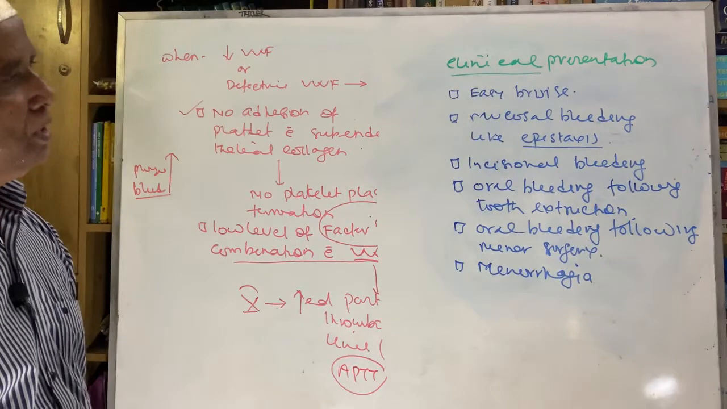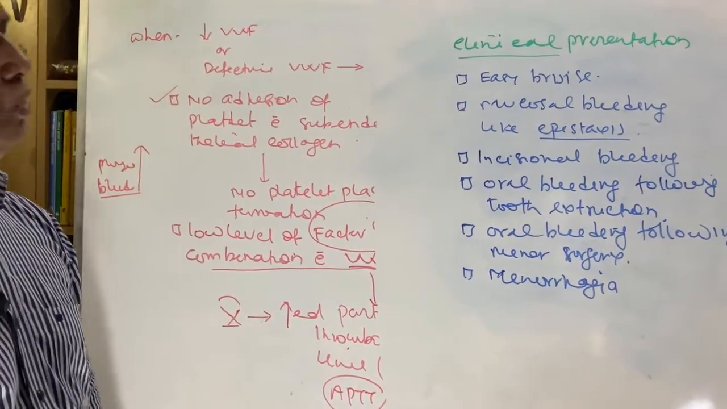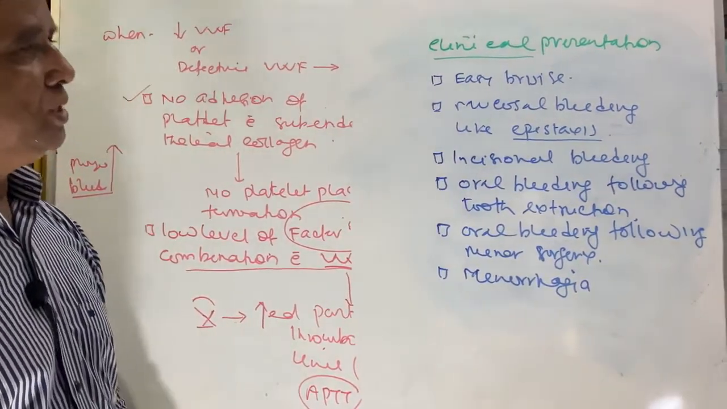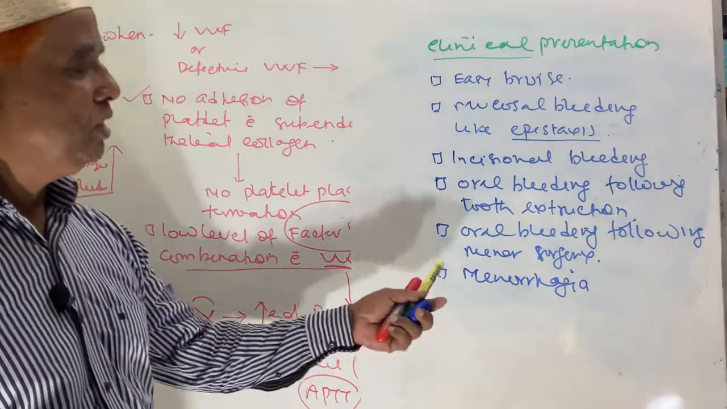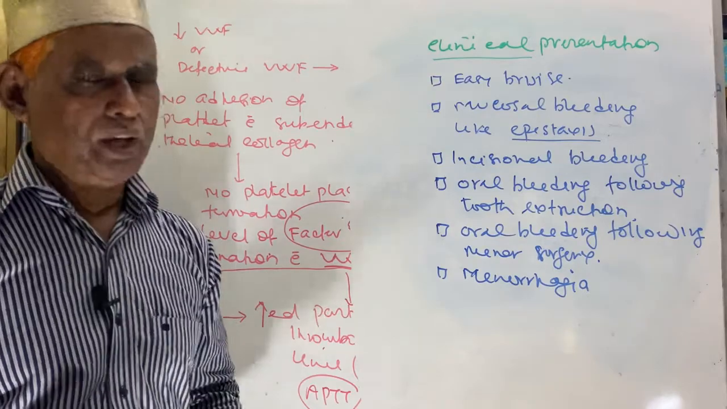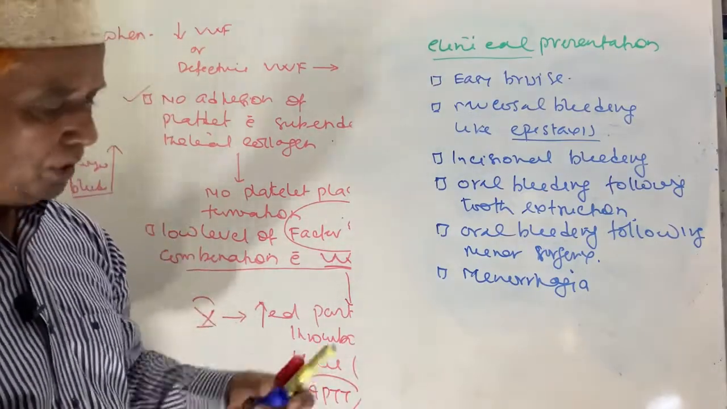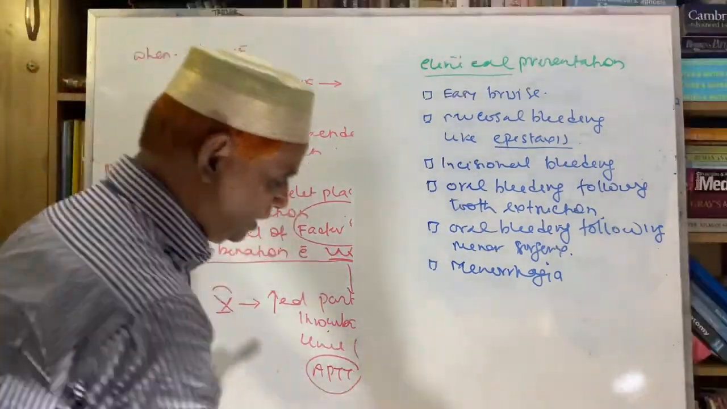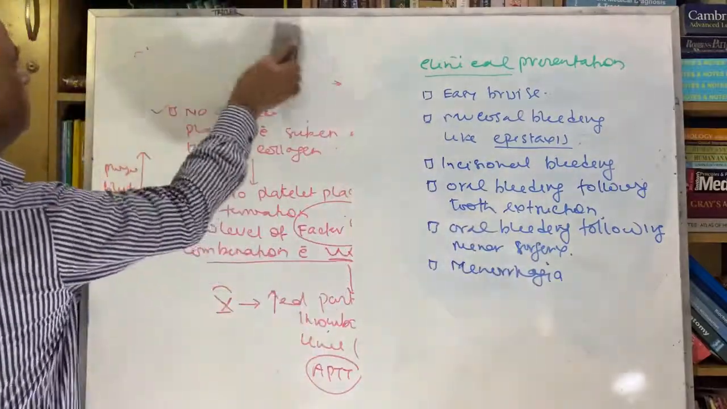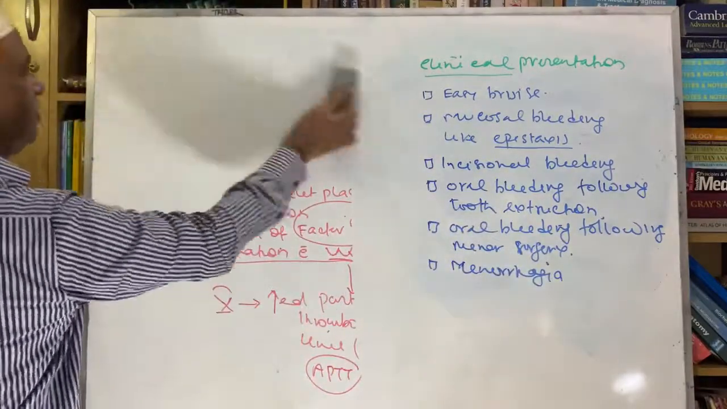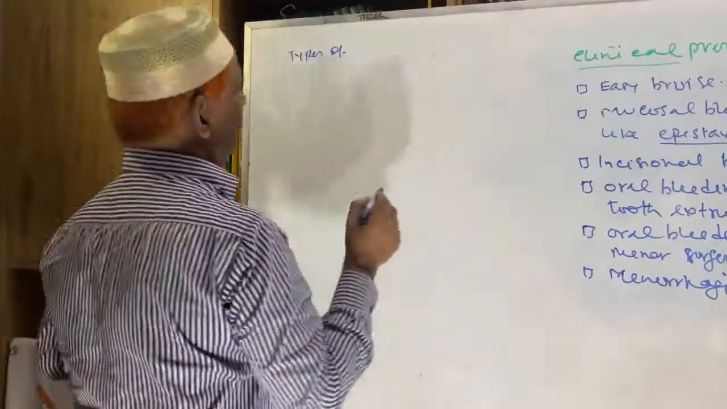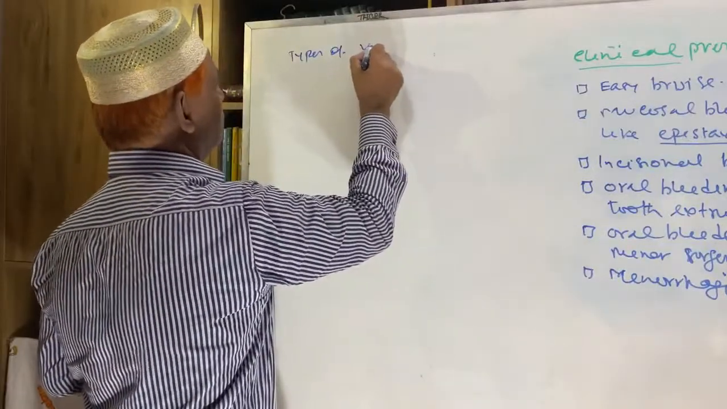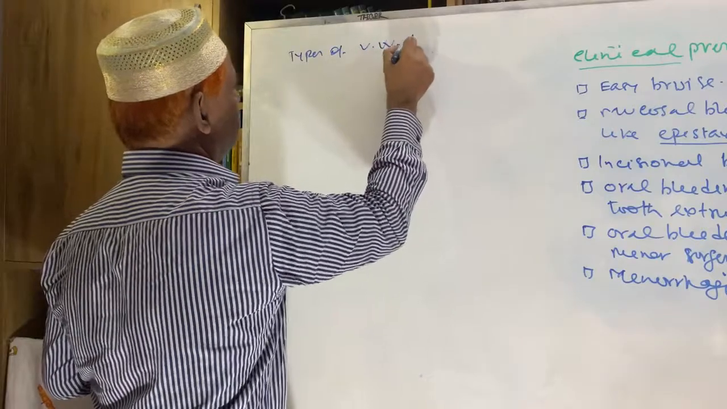Dear audience, if anybody suffers from von Willebrand disease, and you know it is a common hereditary hemorrhagic disorder, if the individual takes aspirin, the hemorrhage will be aggravated. Now come to types of von Willebrand disease.